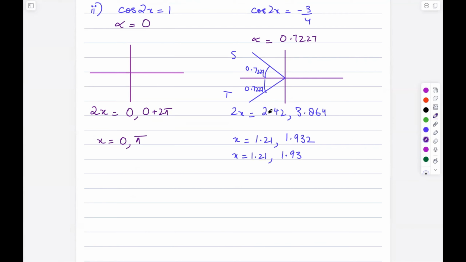Now we can add 2 pi to both of these answers, but when we divide by 2, it will always be more than pi. So we'll have to leave our answers as x equals 1.21 and x equals 1.93, and the other two values are x equals 0 and pi.